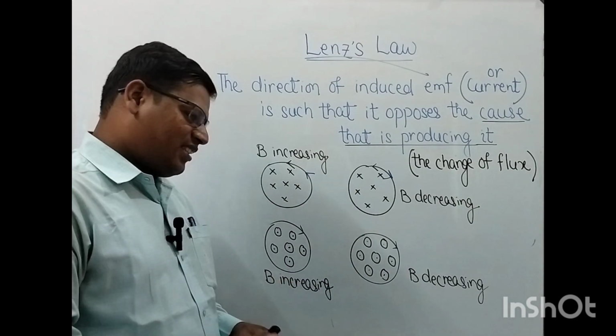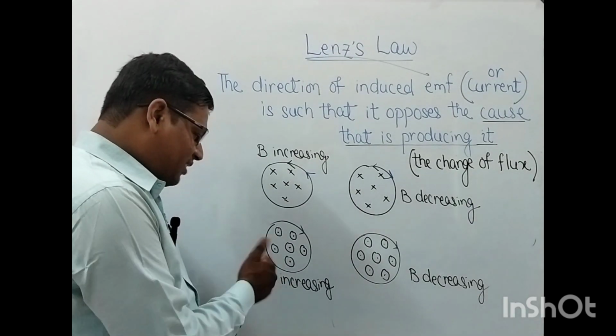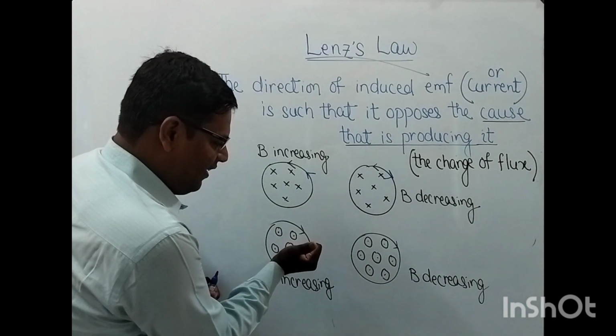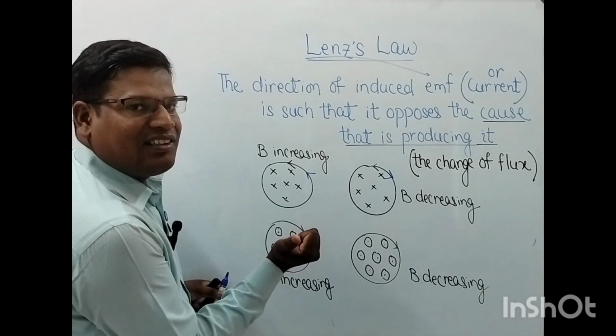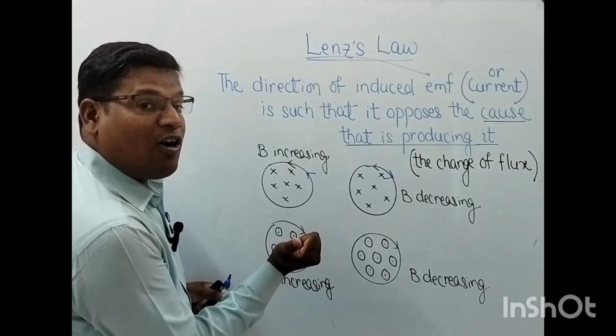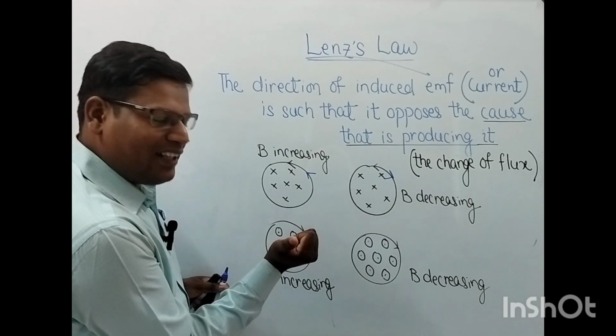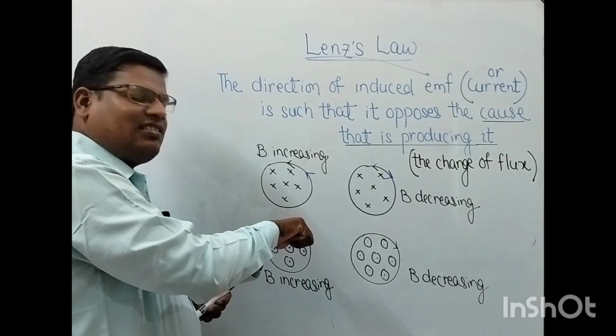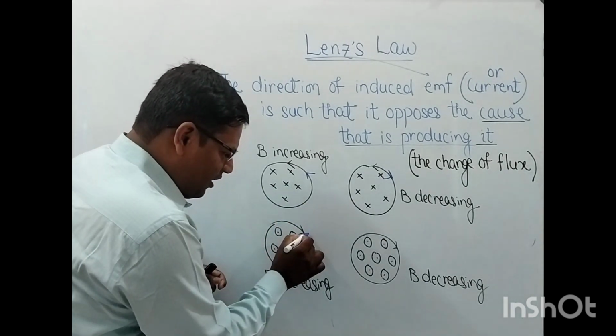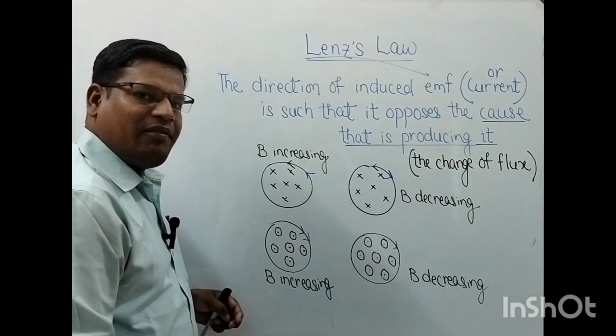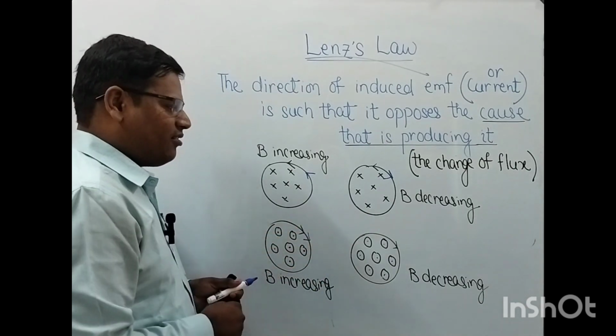Okay, now let's come to this. Here the flux is outward and increasing. So induced current or induced EMF will oppose that increase. That means it will be inwards. So the induced EMF or induced current will be like this, clockwise.